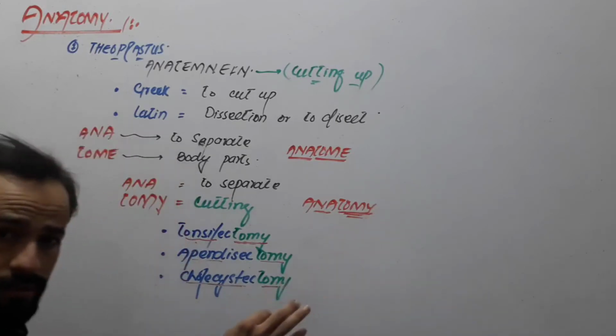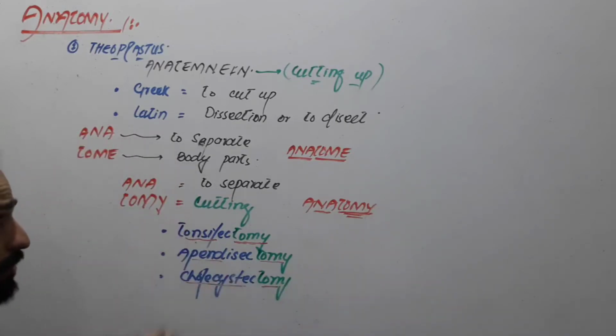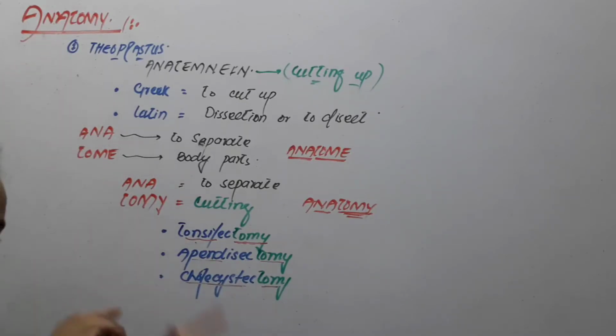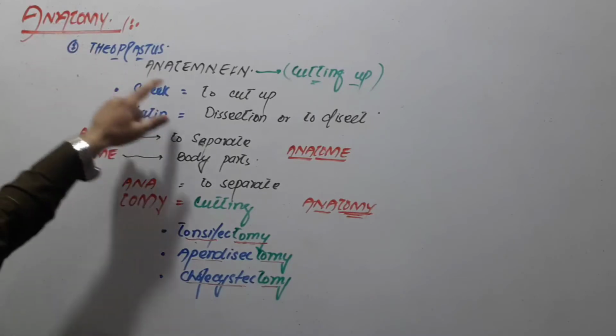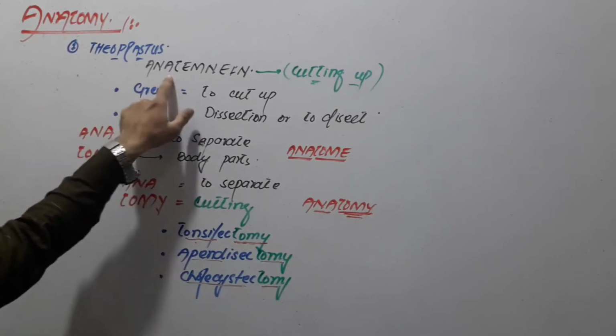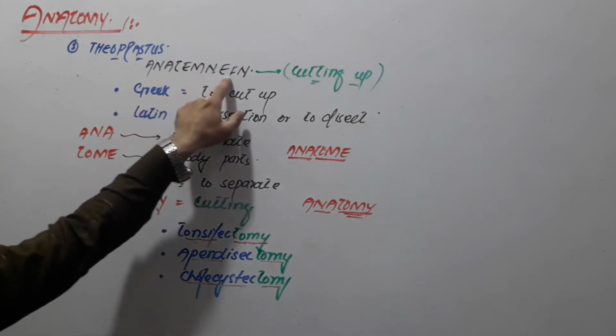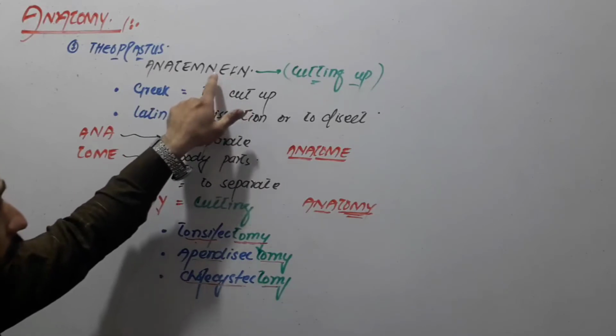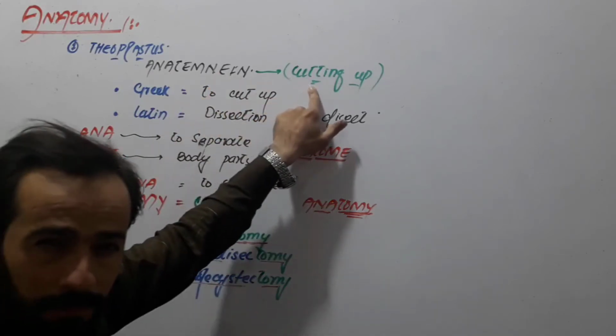I will define it right now. But we just want to know about this word anatomy, right? Let me repeat once again. This word was for the first time used by Theophrastus as anatemnen, not anatomy, anatemnen. And this anatemnen means cutting up, right?